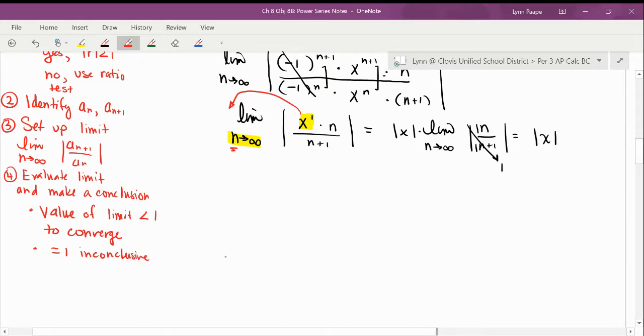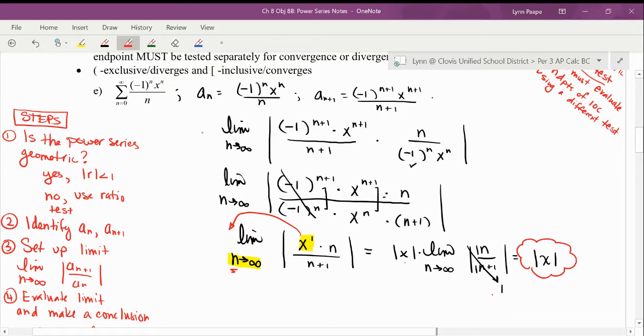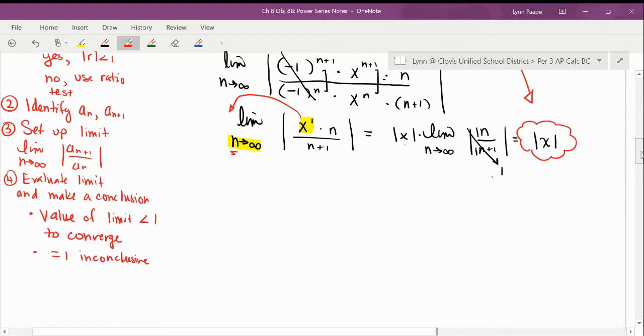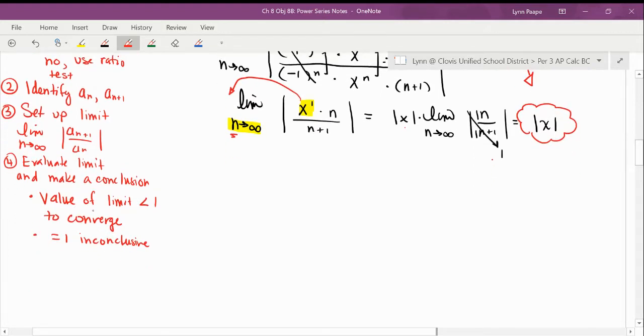So what was the value of the limit? Well, the value of this whole limit process was the absolute value of x times 1. So that would be this piece right here, right? So that is the result of this limit. And I know by using the ratio test, if the result of the limit is less than 1, it's going to converge. So then my step 5 is to take the limit and set up the inequality.